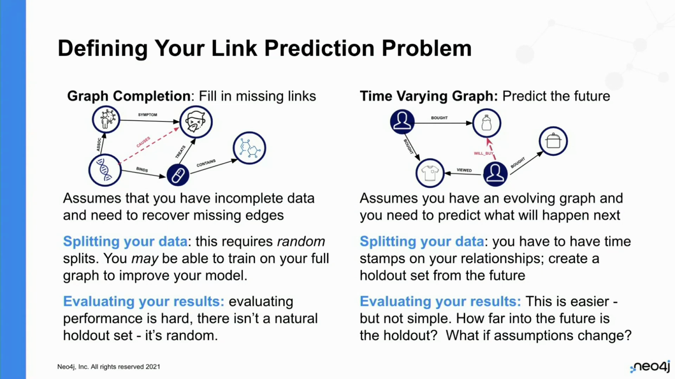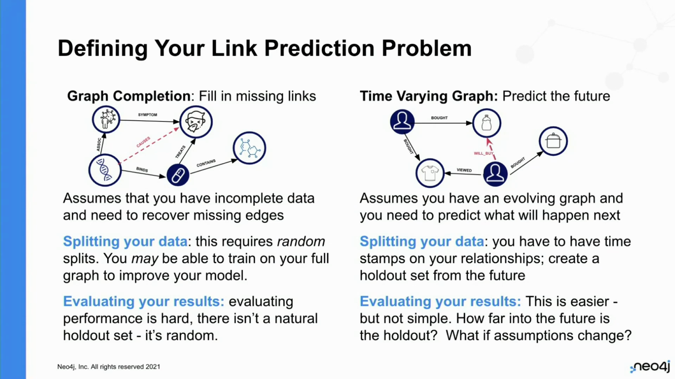The other use case, your time variable graph, where you're predicting the future, is a little easier. This is basically you have relationships that have timestamps, and you assume that you have an evolving graph, and you're going to predict what will happen next. So in my little figure, I have a person bought an item. What will a person buy in the future? This makes splitting your data intuitively a little easier, right? You've got timestamps on your relationships. You can time slice your data and create a holdout set from the future.